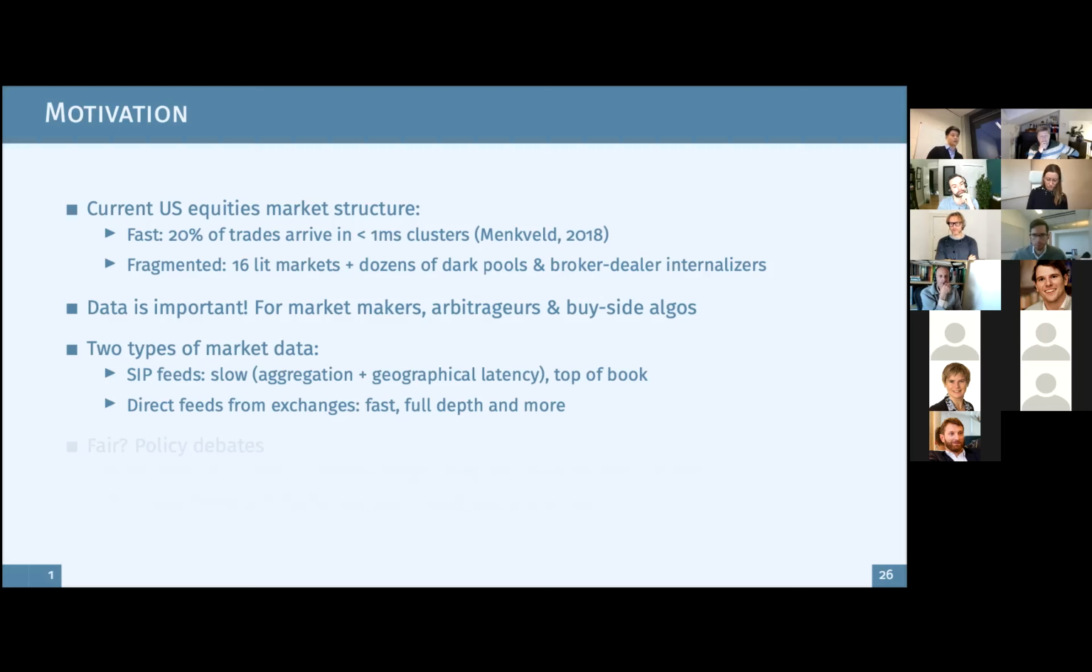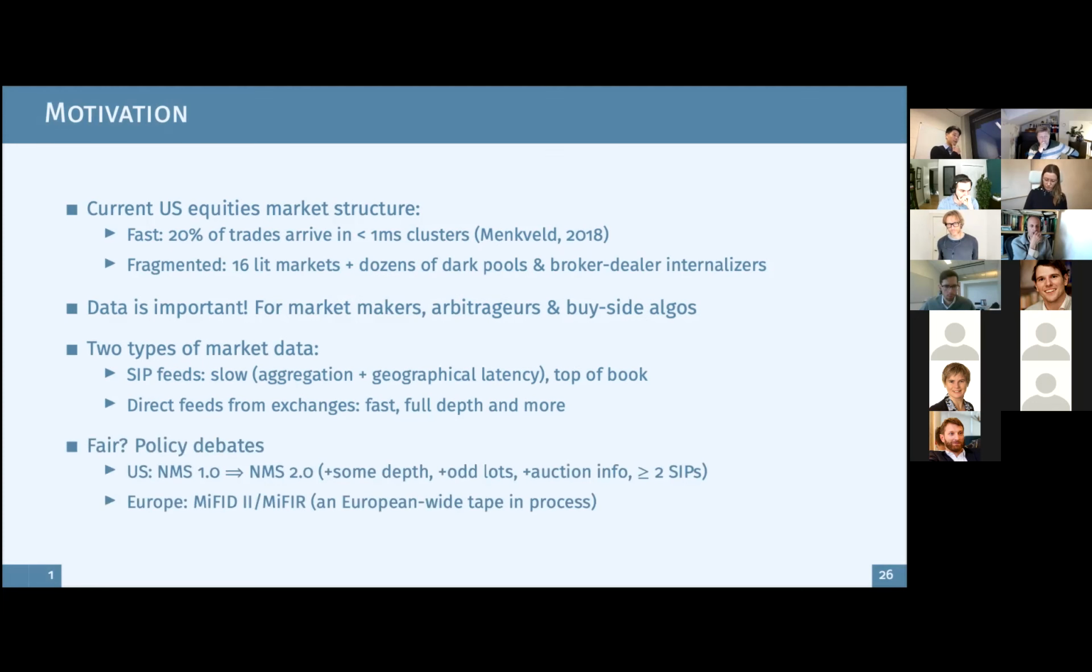The difference is also in terms of content. For the SIP feeds, we only have the top of the book. So you have trades and quote updates on the best bid and ask, but not depth. But for direct feeds, it is everything.